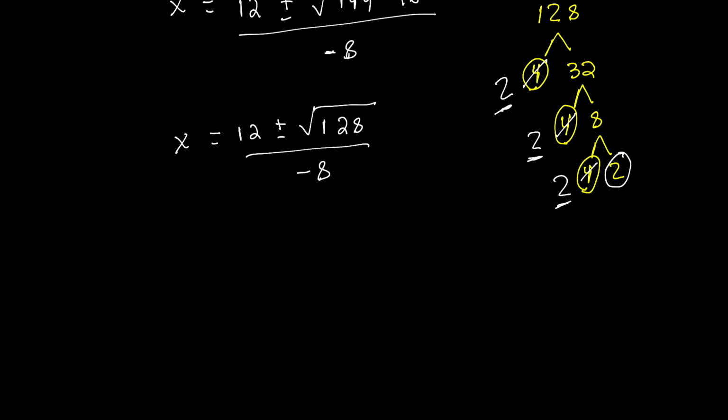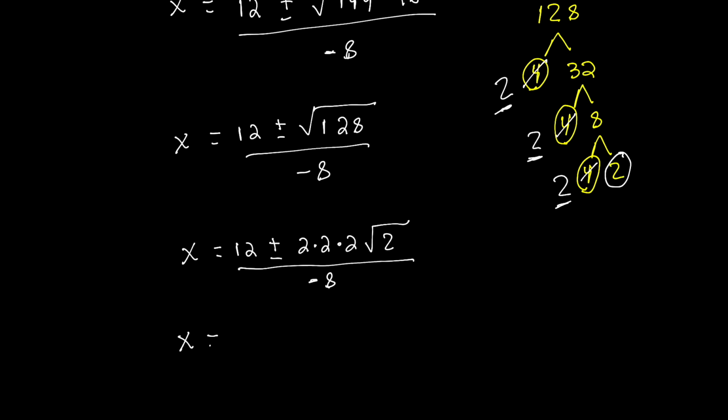So I get x equal to 12 plus or minus 2 times 2 times 2. And then we're going to pair this remaining prime number inside of the square root. All of this is getting divided by -8. And let's go ahead and simplify a little bit more. Now we get 12 plus or minus, well, 2 times 2 times 2, that's going to give me 8.